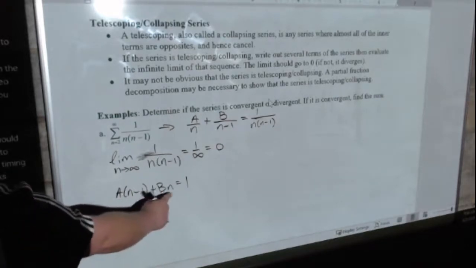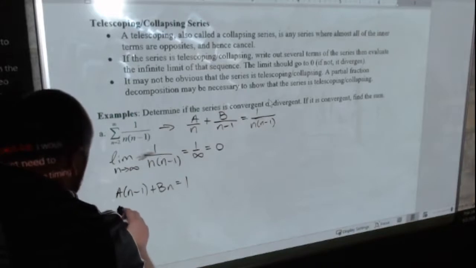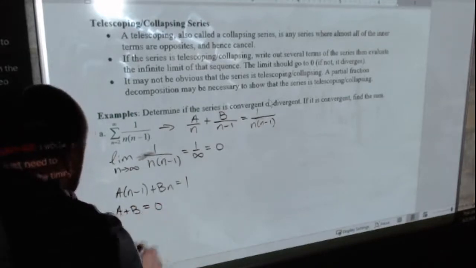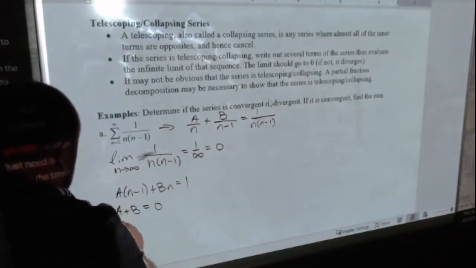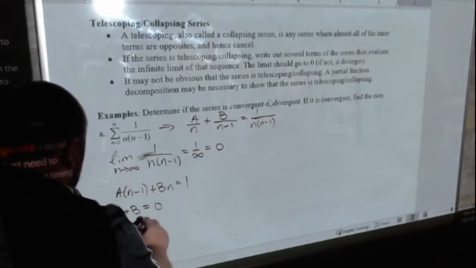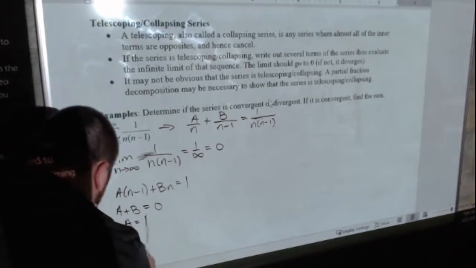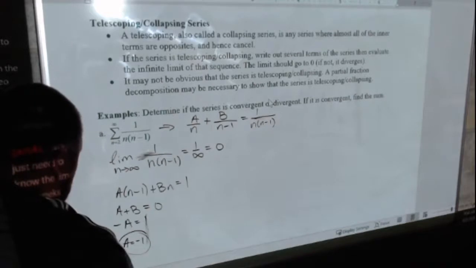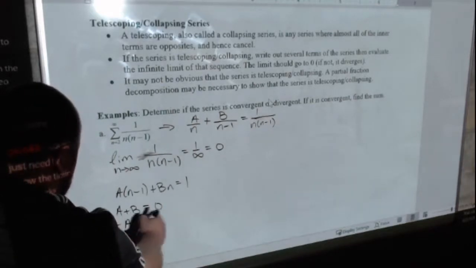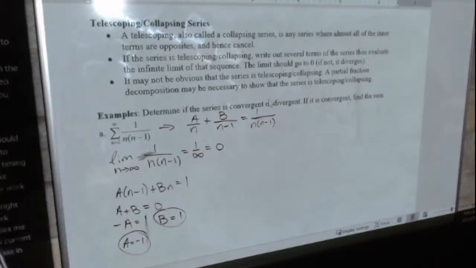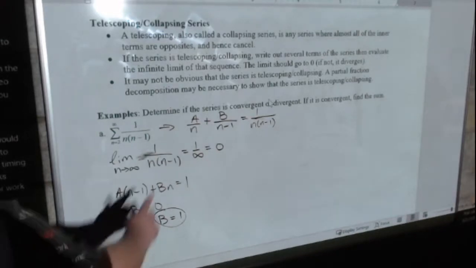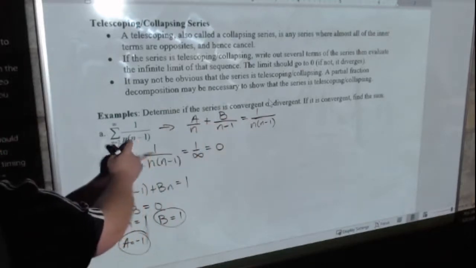That's going to give me a plus b times n, or a plus b has to be 0 because there are no n terms on the right. Then I have minus a must equal 1. So that right off the bat tells me a is minus 1. And if a is negative 1 and we have to add something to it to get 0, well then b is positive 1. So we have a and b right off the bat. We're going to replace them and put them inside of the summation.